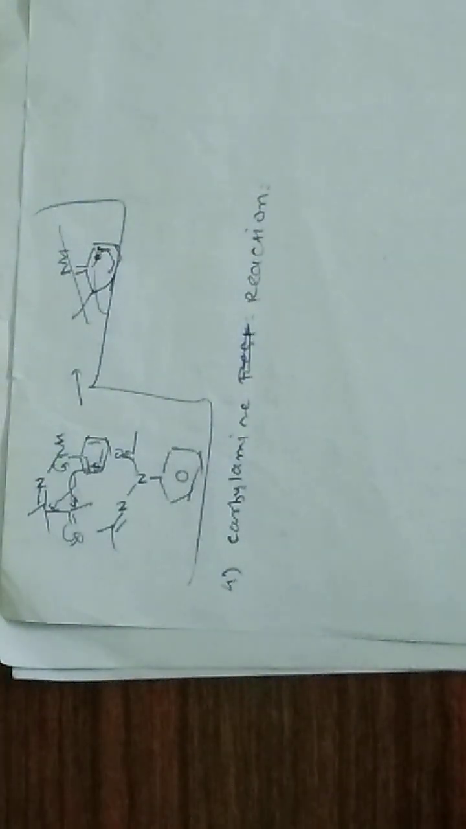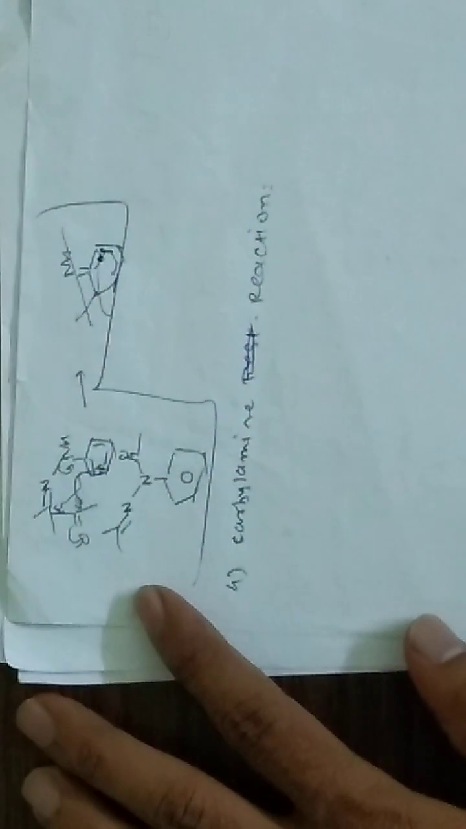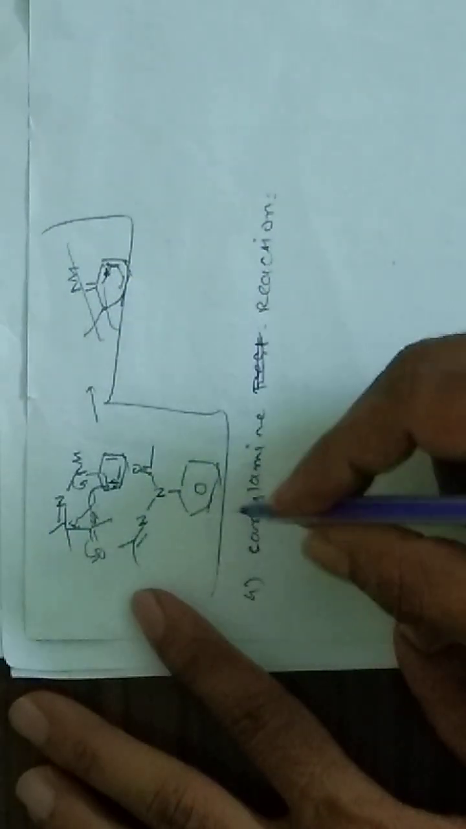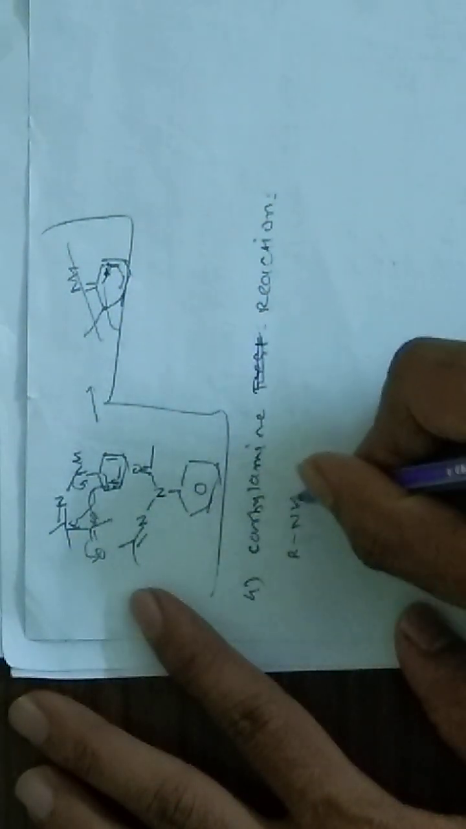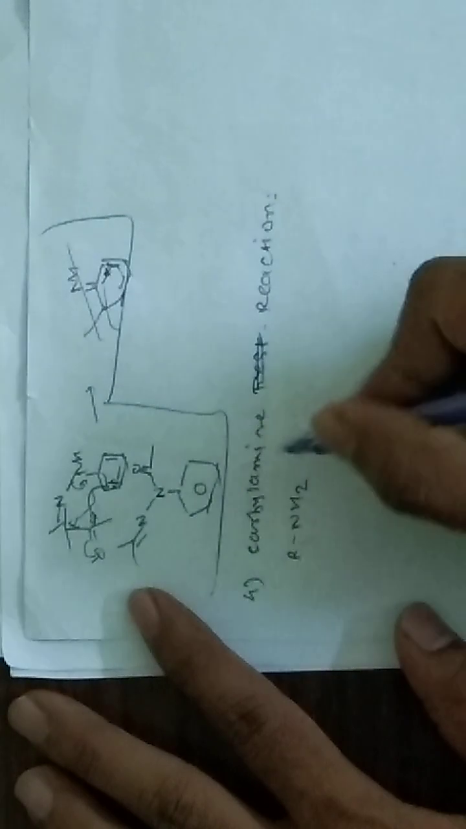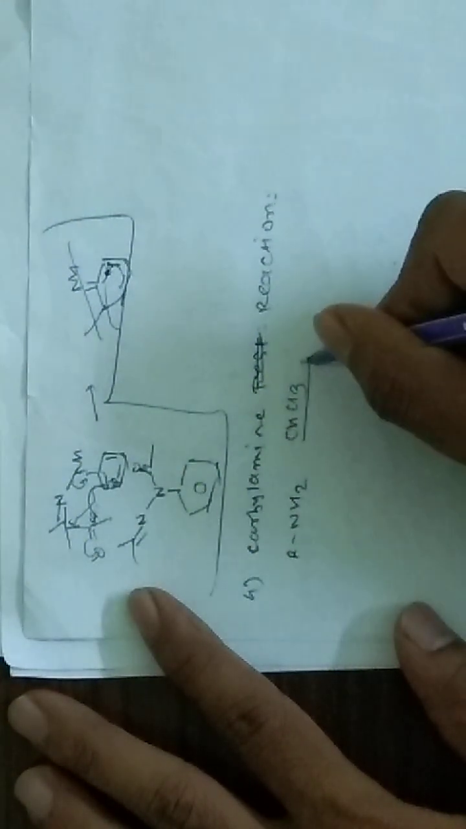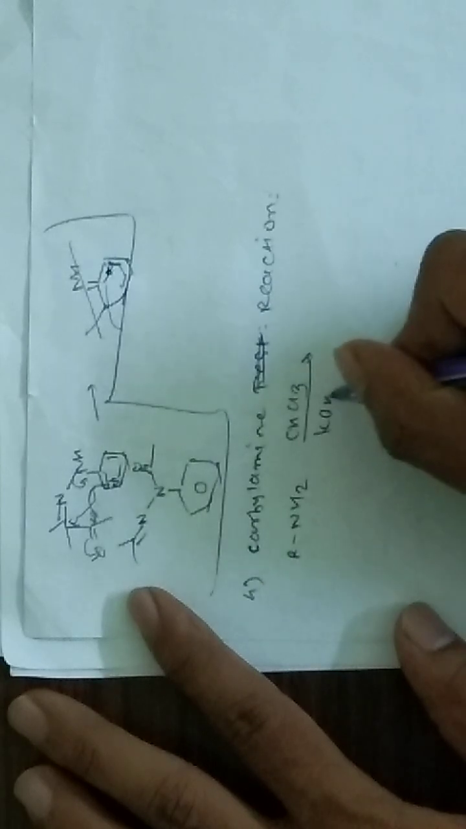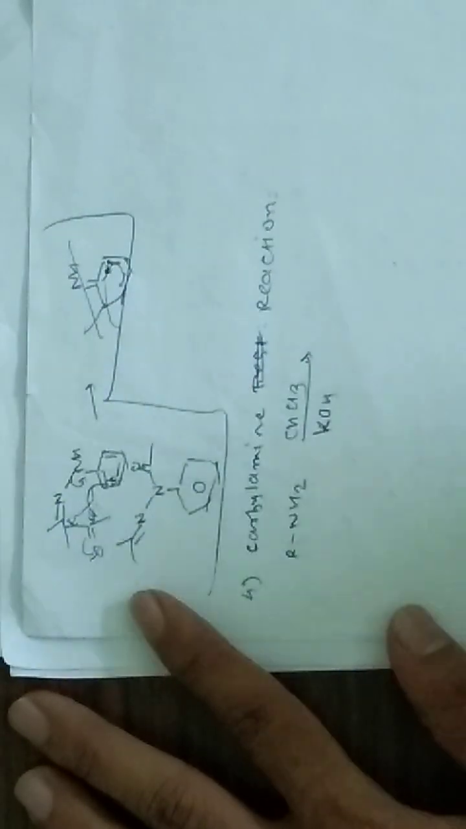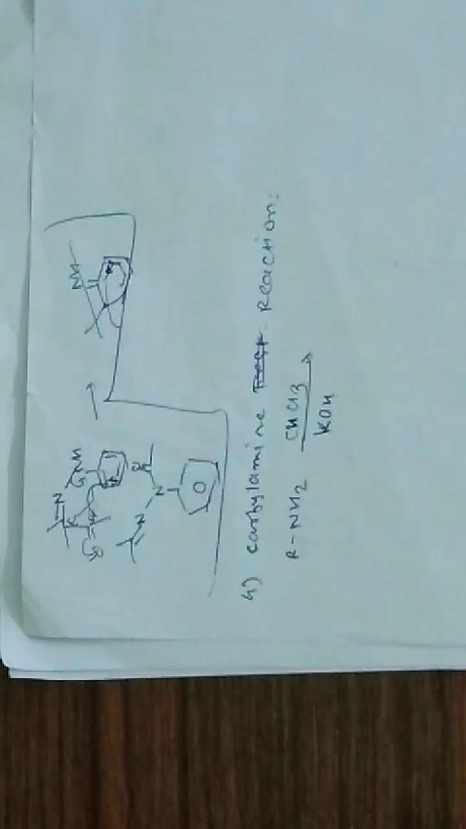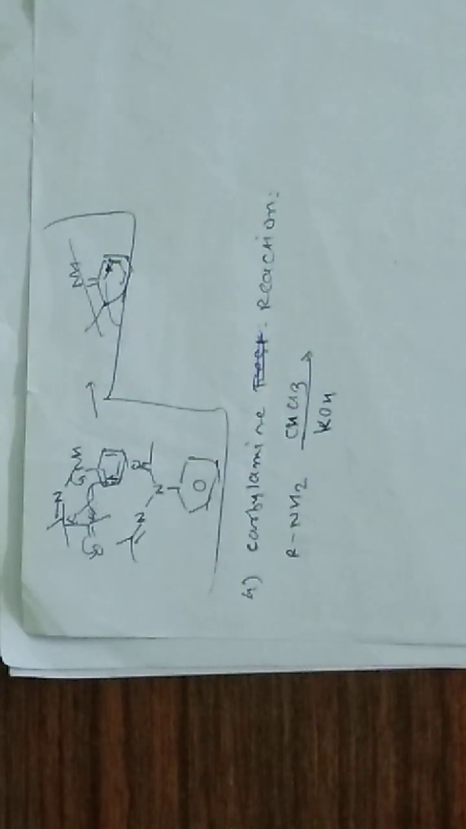Hello everyone. Now I am going to start the carbylamine reaction in this video. So what is carbylamine reaction? This reaction is used only for primary amine, RNH2. The reagent used is CHCl3, that is chloroform, in basic condition, that is KOH. If you remember, this same reagent is also used in Reimer-Tiemann reaction.